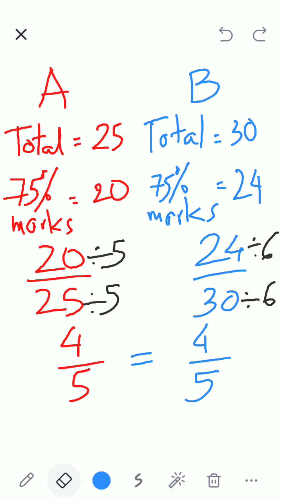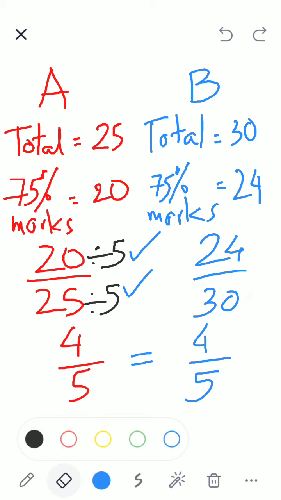Yes. Now when I'm simplifying a numerator and denominator, I will always find the highest common factor. What is the number that can divide 20 also and 25 also? 5 will come here. 5 is a common factor. In 24 and 30, which is the highest common factor of 24 and 30? We can do this also. Let me rub it for you.